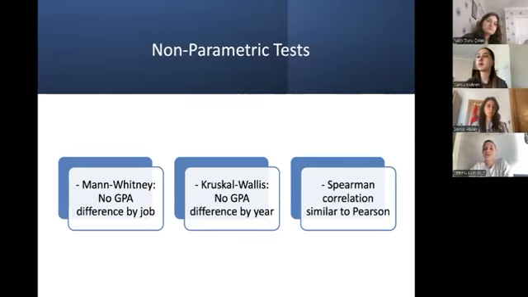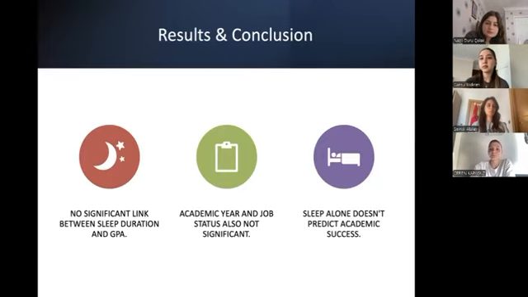Next, we ran the Kruskal-Wallis test to analyze GPA differences across different academic years, and again, no significant difference was found. Lastly, we used the Spearman correlation as a non-parametric alternative to Pearson. The results were very similar, reinforcing that sleep duration has little to no correlation with GPA, regardless of the method used.